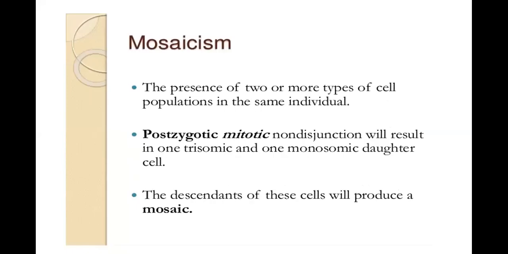Mosaicism. The presence of two or more types of cell population in the same individual is known as mosaicism. Why does this occur? Post-zygotic mitotic non-disjunction will result in one trisomic and one monosomic daughter cell. The descendants of these cells will produce a mosaic. So mosaicism occurs because of the presence of two or more types of cell population in the same individual. Post-zygotic mitotic non-disjunction will result in one trisomic and one monosomic daughter cell, and the descendants of these cells will produce a mosaic pattern. Okay.